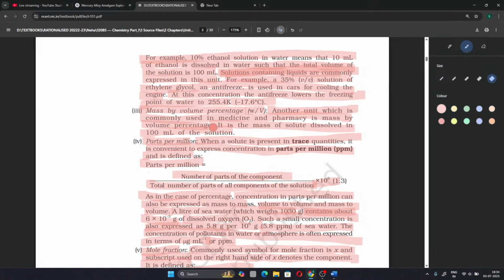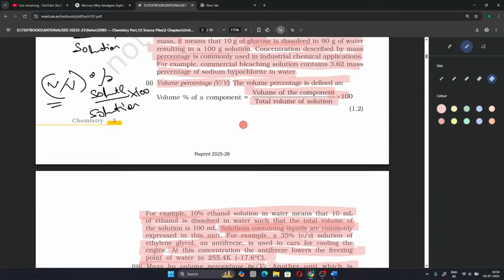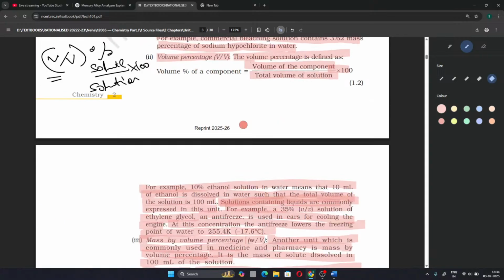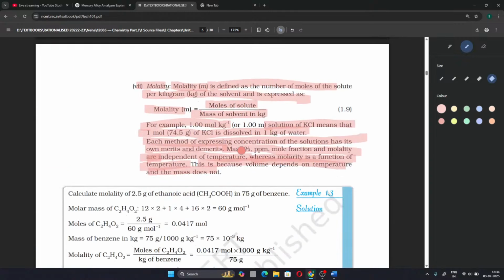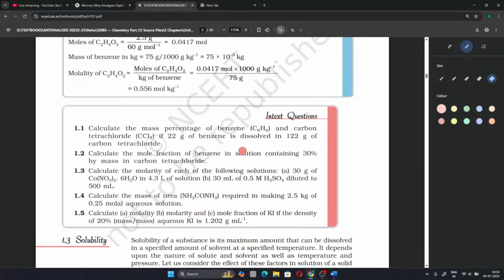Mass by volume percentage does depend on volume, so mass by volume percentage is dependent on temperature. Volume by volume is also dependent on temperature, but mass by mass is not dependent on temperature. So mass by volume, volume by volume, and molarity depend on temperature, whereas others don't.